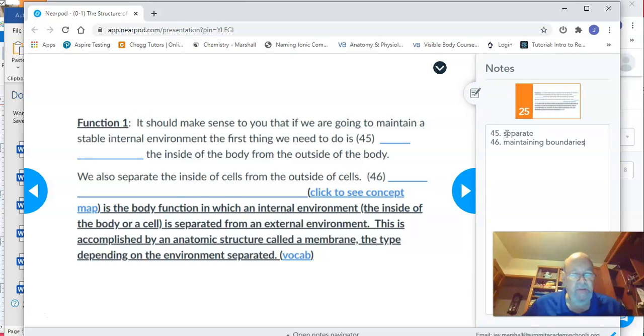Maintaining boundaries is the body function in which the internal environment is separated from the external environment. This is accomplished by an anatomic structure called a membrane. So in the cell, it's the cell membrane that accomplishes that. In the human body, it's the cutaneous membrane that accomplishes that. The cutaneous membrane is part of something that we call the skin or the integumentary system, as we'll see.